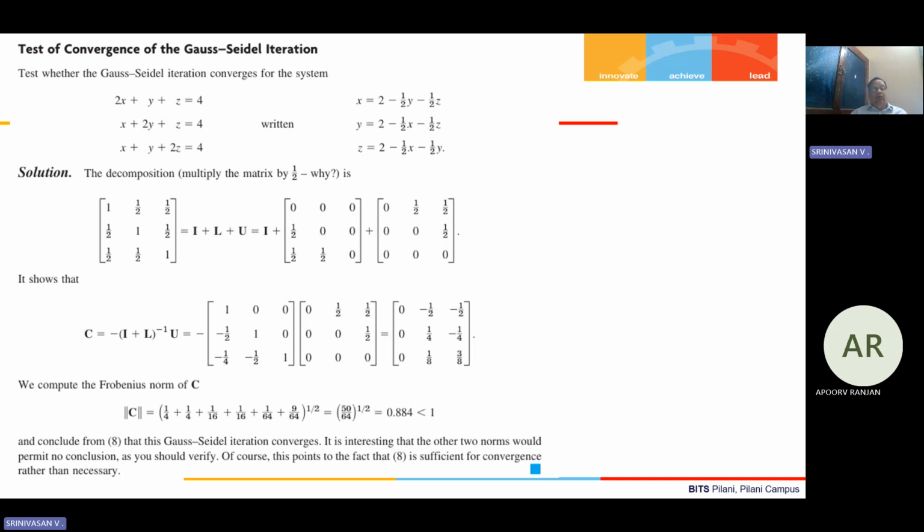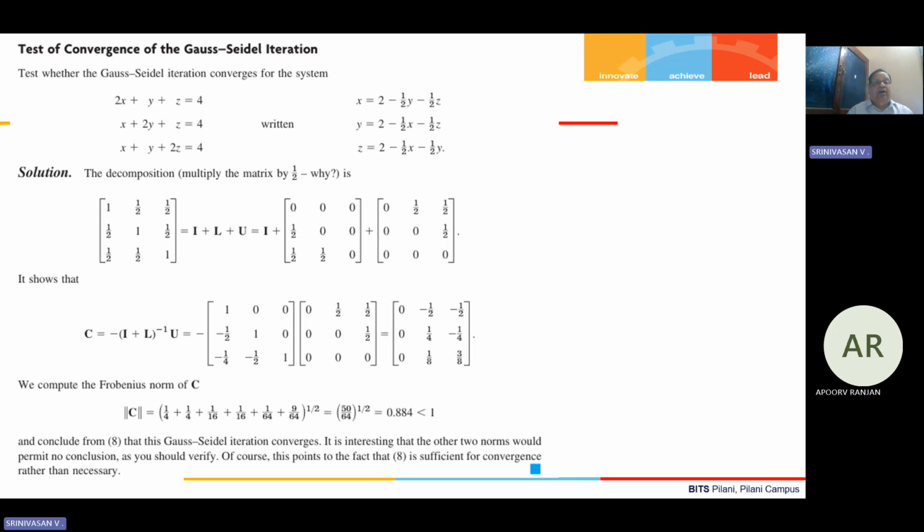Then only, why is it 1, 1, 1? Because you are going to have the given A written as a sum of three matrices, namely I, L, U. Isn't it? That I is 1, 0, 0, 0, 1, 0, 0, 0, 1 because it's a 3 by 3 matrix. So you need to have 1. That's the reason why you multiply the matrix row by half.